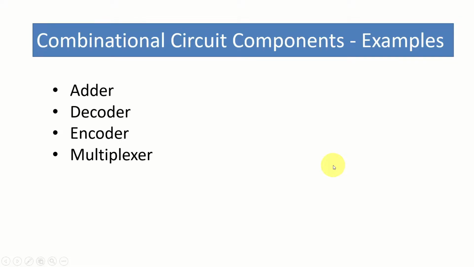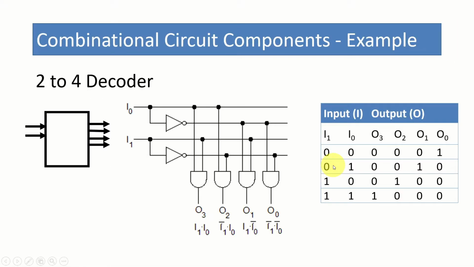Let's briefly look at one of the combinational logic circuit components, that is the decoder. A decoder is a logic circuit component where we have n number of inputs and 2 to the power n number of outputs, and by giving different input combinations we can enable exactly one of the outputs. So these are the inputs and these are the outputs. You can see that for the different input combinations only one of the outputs is enabled and all the other outputs are 0. So this is a 2 to 4 decoder.